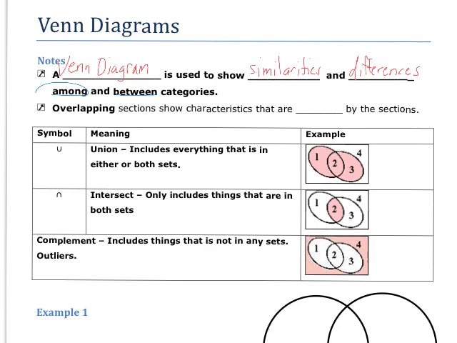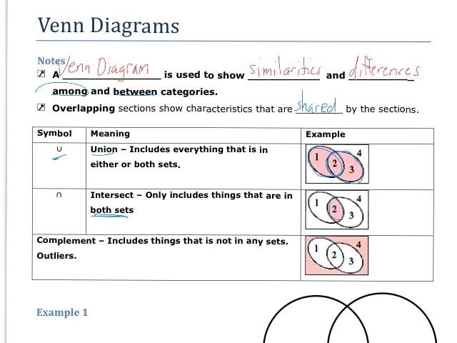Overlapping sections show characteristics that are shared by the sections. Before we begin, a little bit of vocabulary. First thing is a symbol. It looks like a U. It means union. It includes everything that's in either or both sets. So set 1 and 3, and of course the overlapping part. All of that's included.